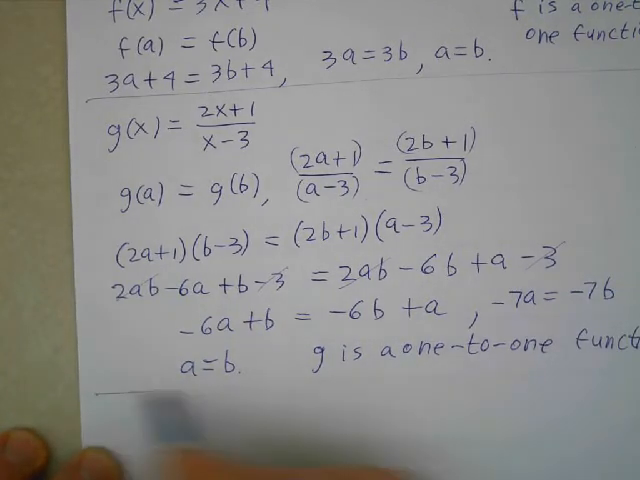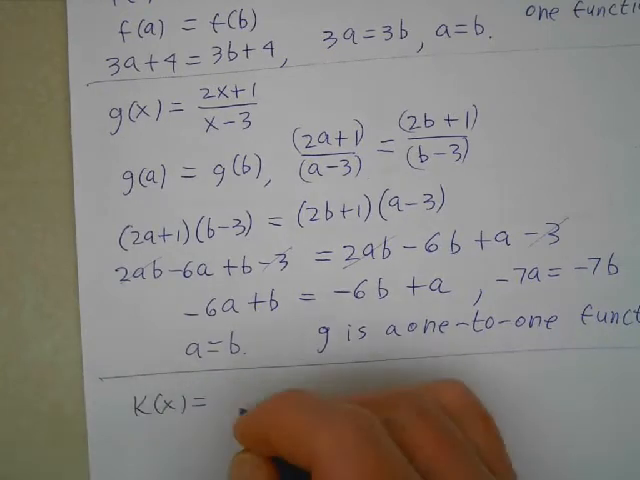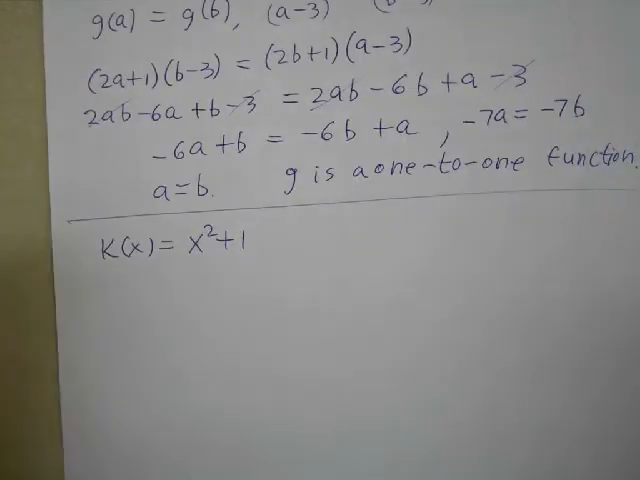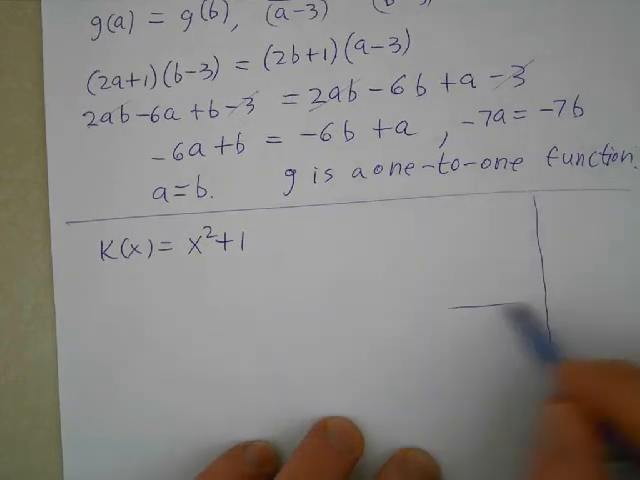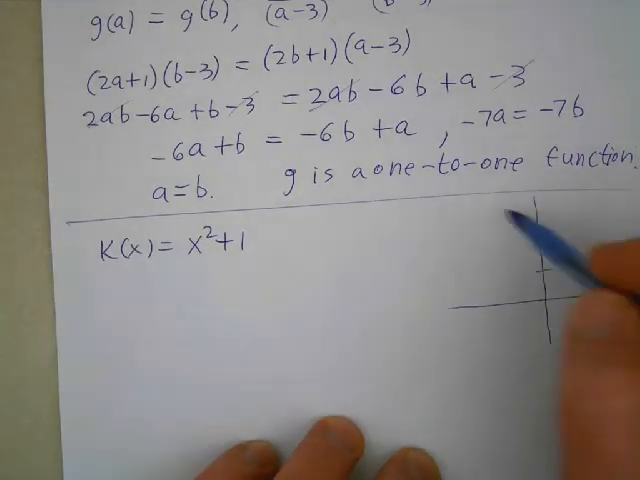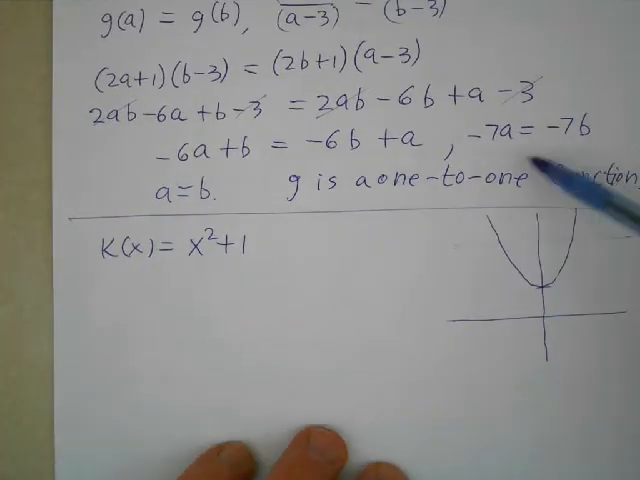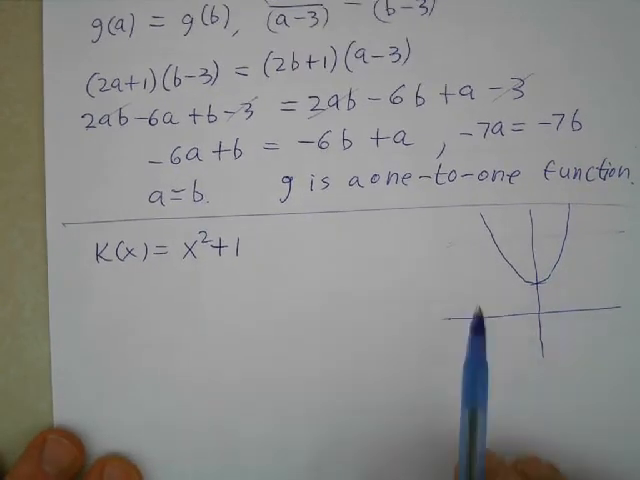Okay, the third problem, k of x equals x squared plus 1. Show analytically whether this function is one-to-one or not. We know ahead of time that the graph of k of x equals x squared plus 1 fails the horizontal line test. It is a function, so it passes the vertical line test, but fails the horizontal line test. So it's not a one-to-one function.